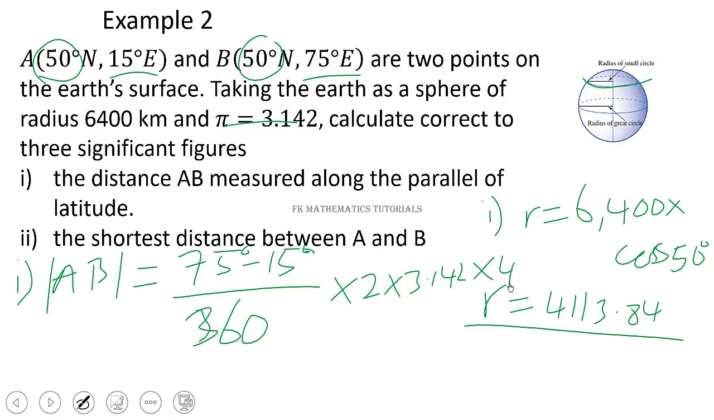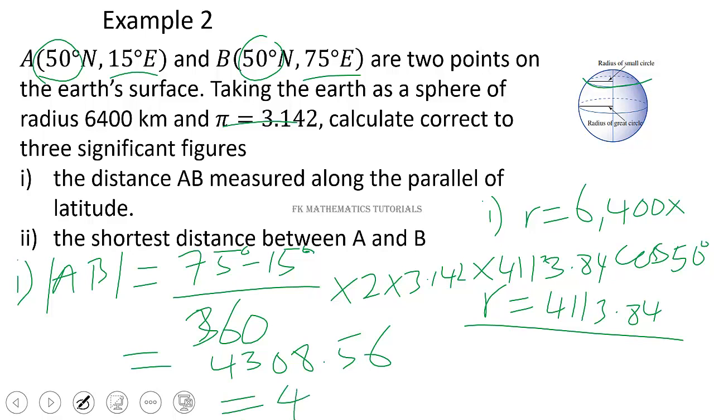So the r is 4113.84. So this will give us 4308.56. So to three significant figures, you will get 4310 kilometers.